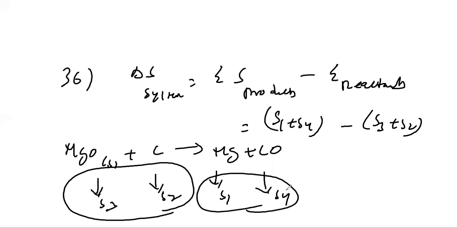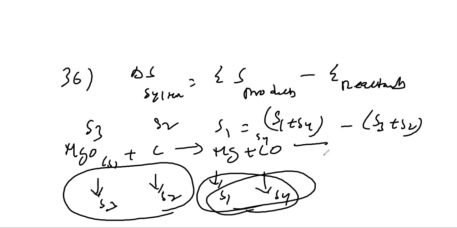By the question, they have given the standard molar entropies of magnesium, carbon, magnesium oxide, carbon dioxide as S1, S2, S3, S4. The entropy of magnesium oxide is S3, this is S2, this is S1, this is S4. Products means S1 plus S4, and reactants means S2 plus S3. S1 plus S4 minus S2 plus S3. Which option, students? Option number 2 it is: S1 plus S4 minus S3 plus S2. Is it clear, students? Question number 36.